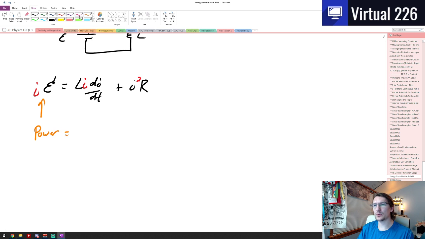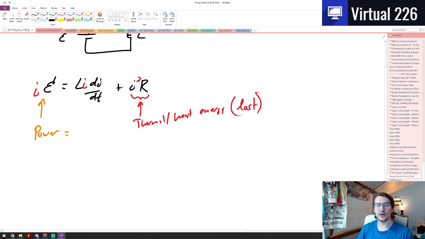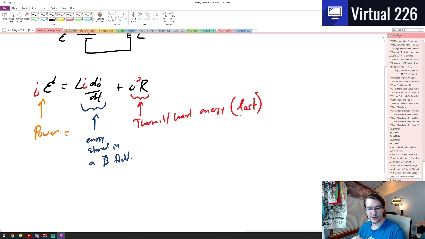Now, this power is equal to something, which we'll come back to, and then plus I squared R. Well, the I squared R term here is the amount of energy lost through a resistor. We can call this thermal or heat energy. It's what you're losing, okay? It's energy that's lost. The last piece that we have here, this L i di/dt, this is the energy stored in the B field. That's the energy that we are actually storing inside of the inductor.